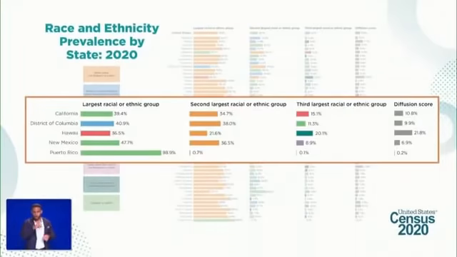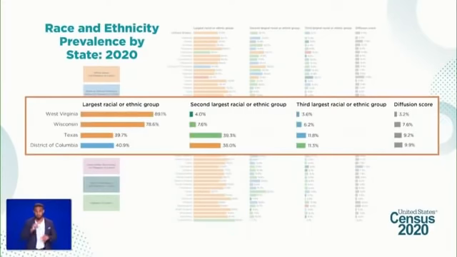Looking at the orange bars in column 1, we see the white alone non-Hispanic population was the most prevalent racial or ethnic group for all states except California, Hawaii, New Mexico, and the District of Columbia, a state equivalent, as well as Puerto Rico. In 2020, the Hispanic or Latino population became the largest racial or ethnic group in California, comprising 39.4% of the total population, up from 37.6% in 2010.